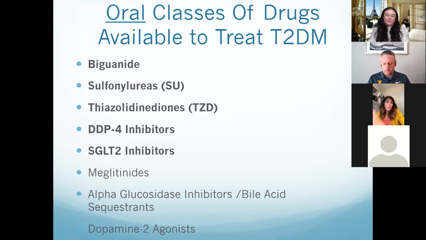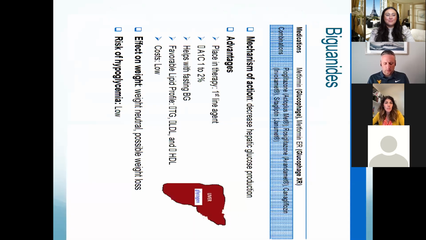So to review just the different classes of agents, we have the biguanides, the sulfonylureas, the thiazolidinediones, DPP-4 inhibitors, SGLT2 inhibitors, the glitinides, alpha glucosidase or bile acid sequestrants, dopamine 2 agonists, and then I just added on the first GLP-1 oral agent, Rybelsus, as well, which we'll go over. Next slide, please.